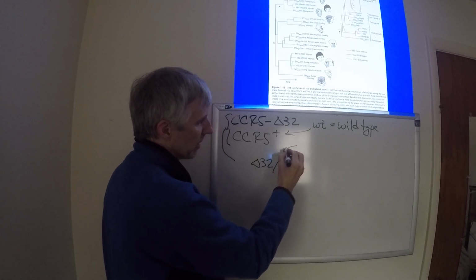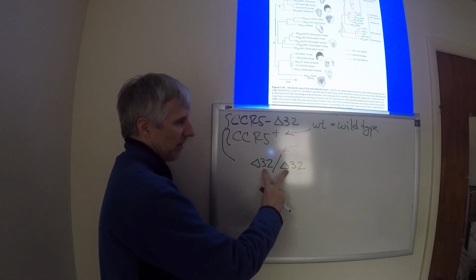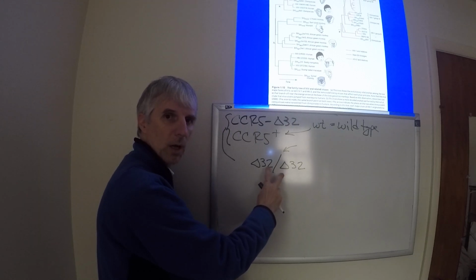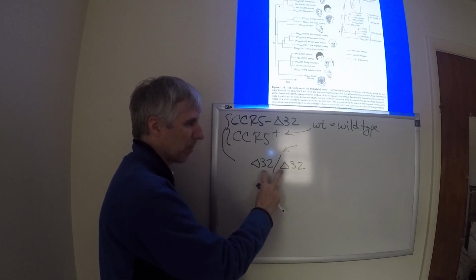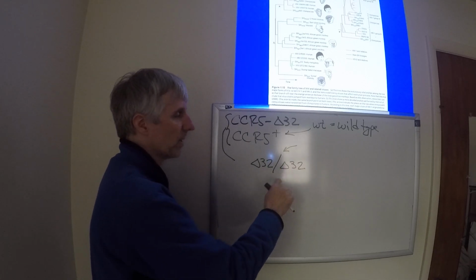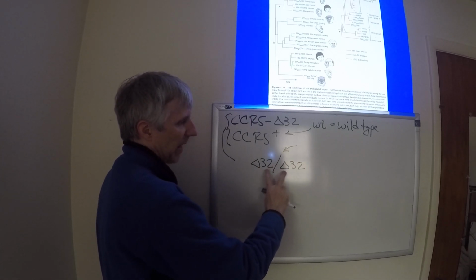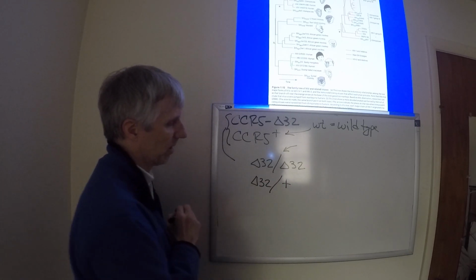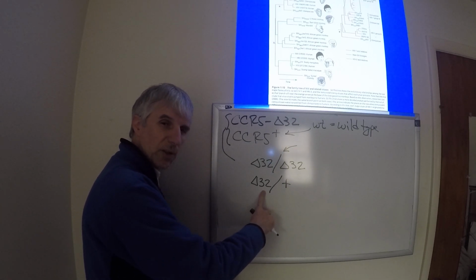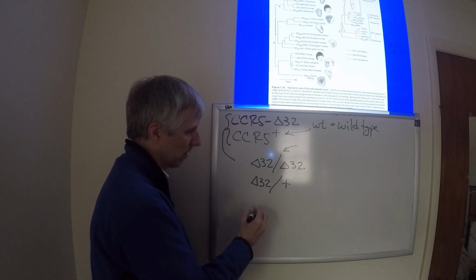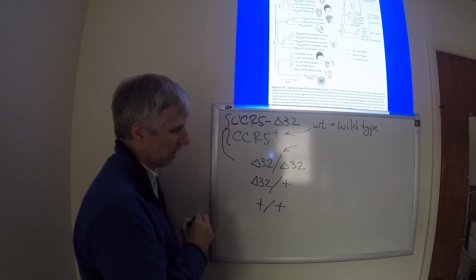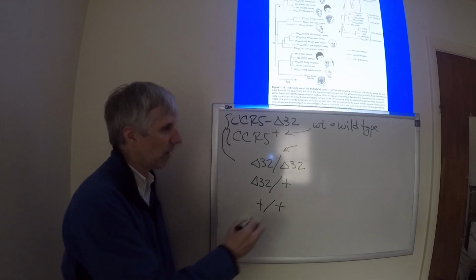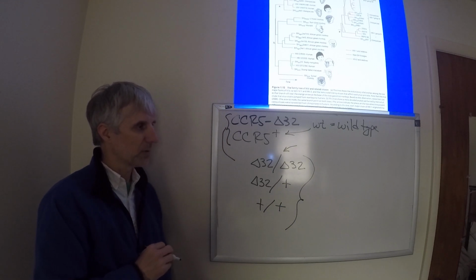The slash here is notation that means that these two alleles are on different chromosomes. They should be on the two homologs, right? Yeah, they should be on homologous chromosomes, one from dad, one from mom. So the slash just means that that's homozygous delta 32. I could also have a heterozygote, one delta 32 allele and one wild type allele. And then the last possibility is the wild type, that's the homozygous wild type. So I have three different genotypes.